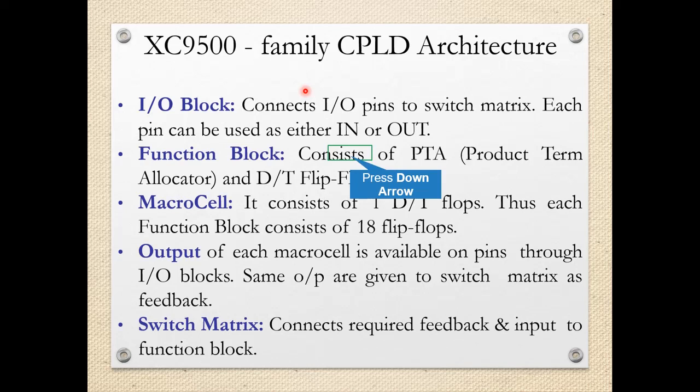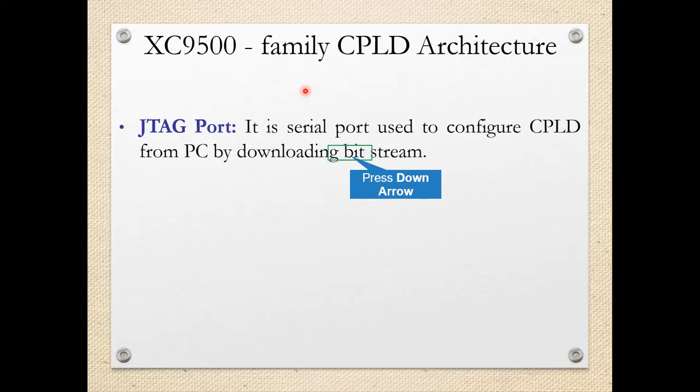Then there is a switch matrix, which connects the required feedback and input to the function block. Then we have a JTAG port. It is a serial port used to configure the CPLD from PC by downloading the bit stream.